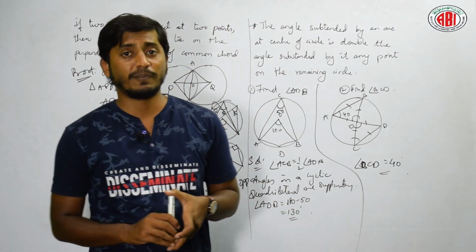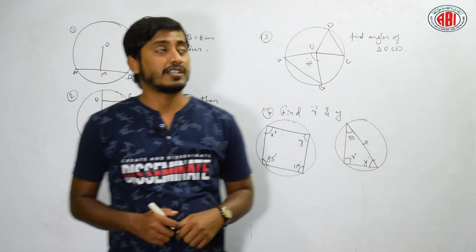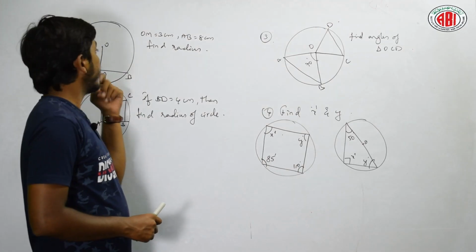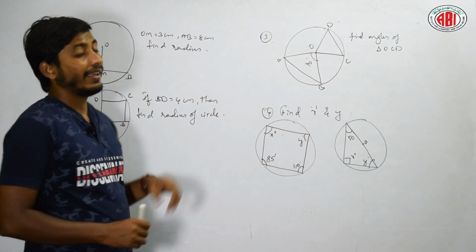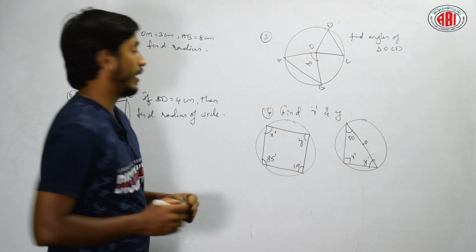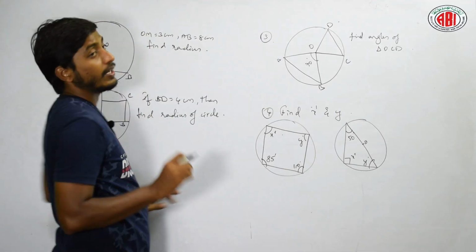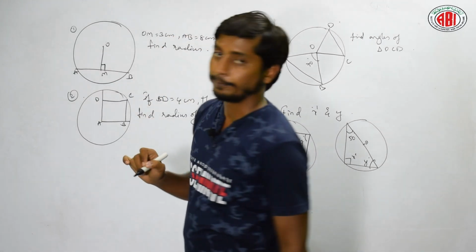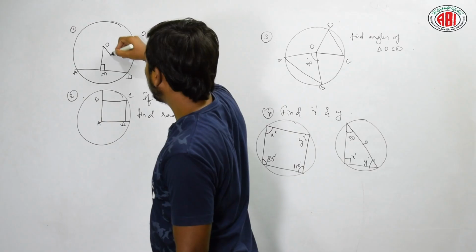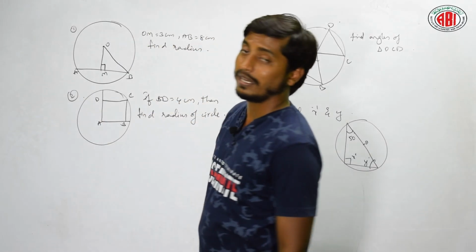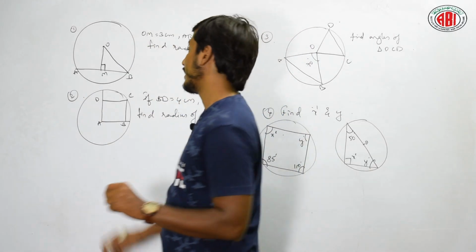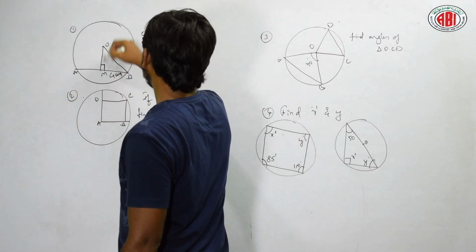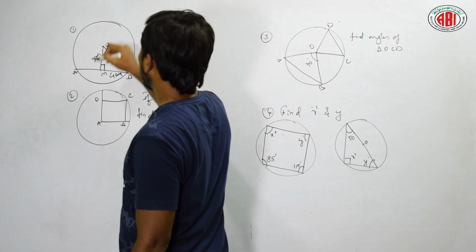Nice. Shall we move on to the next problem? Let's do. Look at the next question here. He is telling OM is 3 centimeters, AB is 8 centimeters. Then he is asking us to find the radius. Now tell me, the distance from center to chord is always perpendicular. So this is a perpendicular. If I join OB, now tell me what is OMB? It is a right angle triangle. He is telling that this AB is 8, then this will be 4 centimeters and this height is 3 centimeters.